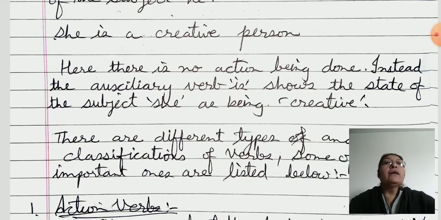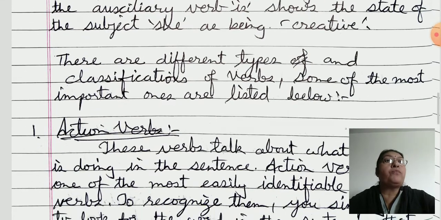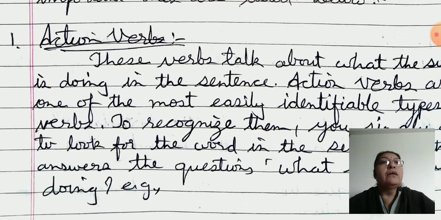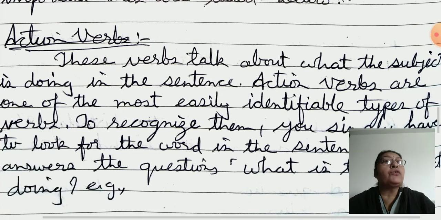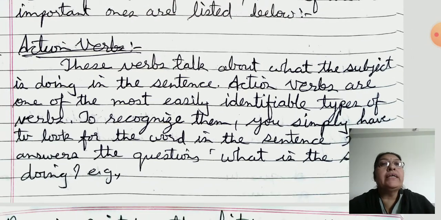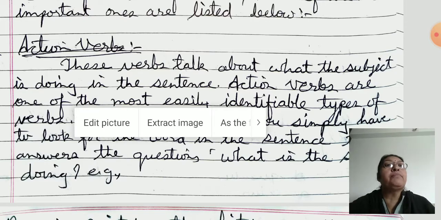Okay बच्चे, there are different types and classification of verbs. Some of the most important ones are listed below. Action verbs. I am singing. Here singing is a action word. I am writing. Writing is a action verb. So here we studied about action verb. These verbs talk about what the subject is doing in the sentence.